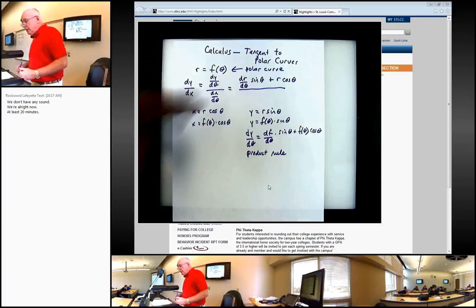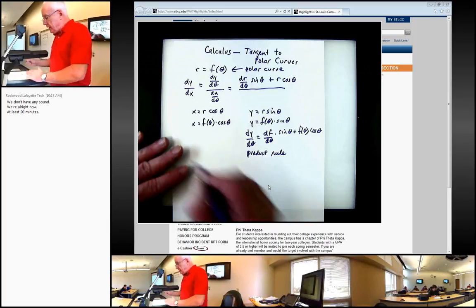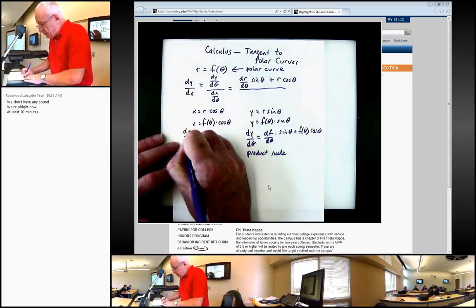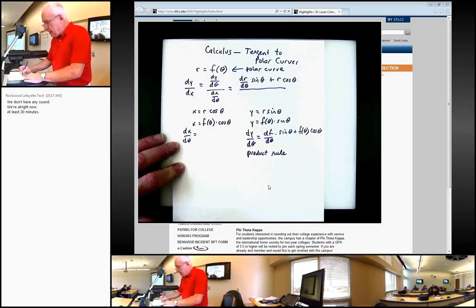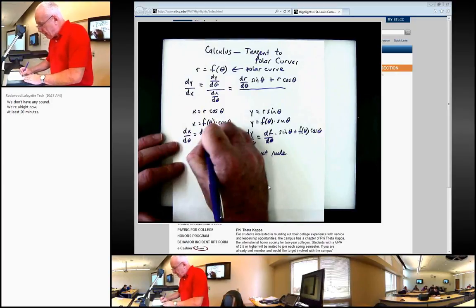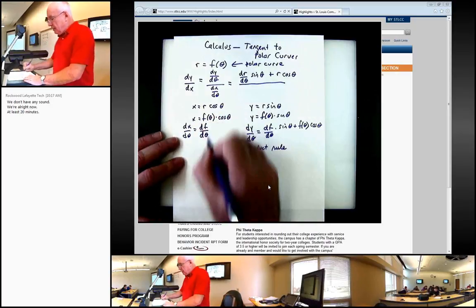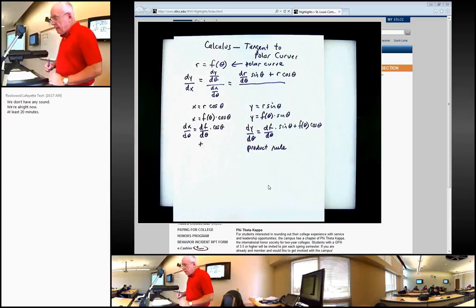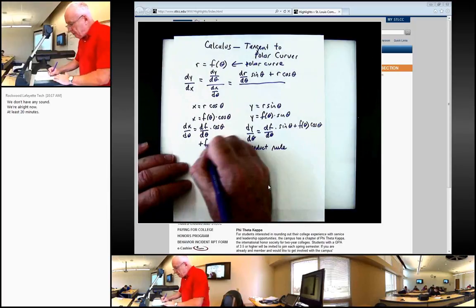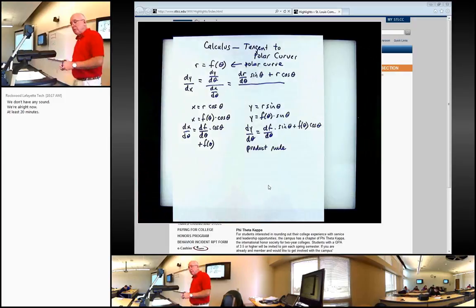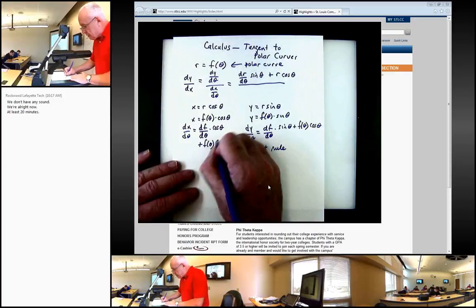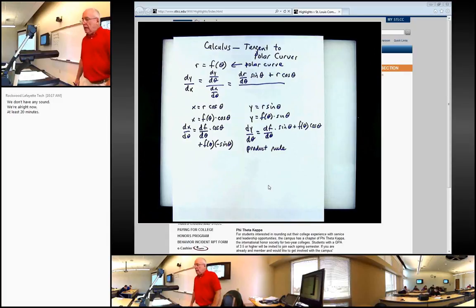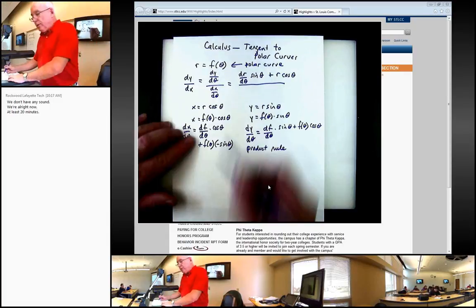In our denominator, we have to get dx d theta, and again, we have to use the product rule. So dx d theta: I do the derivative of f with respect to theta times cosine of theta, and then I do f of theta times the derivative of the cosine, which is negative sine of theta.